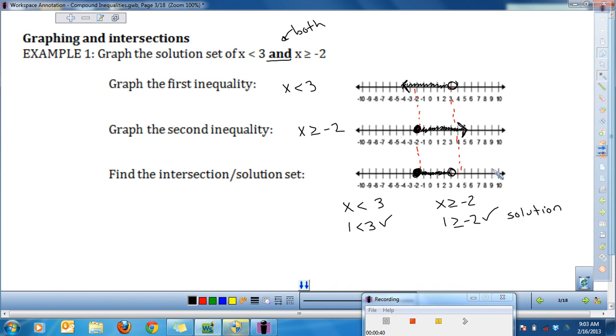Let's pick a number outside. Let's pick a number like 6. Is 6 less than 3? No, this is not true. 6 is not less than 3. Is 6 greater than or equal to negative 2? Yes, that does work. Now notice, this one works, but this one doesn't. In order for it to be a solution, both need to work. This works because both were a solution. This is going to be no solution because one of them does not work.